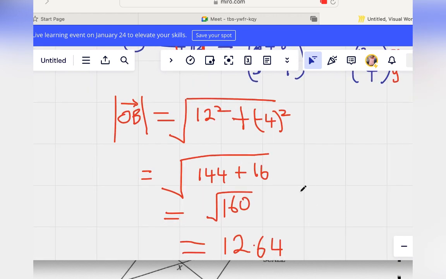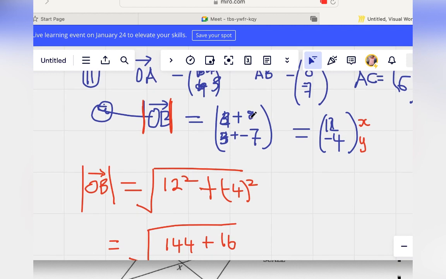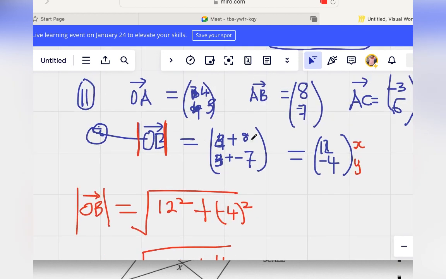So if you're looking for the magnitude of OB, first you find vector OB. How do you find vector OB? Because it's from O to B, O the beginning and B the end, you're going to move whatever value is here plus this value of AB in order to get OB. So you get 12.